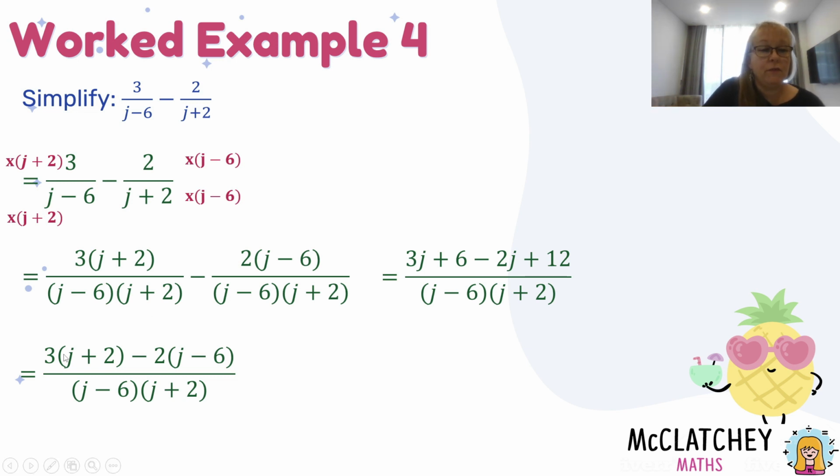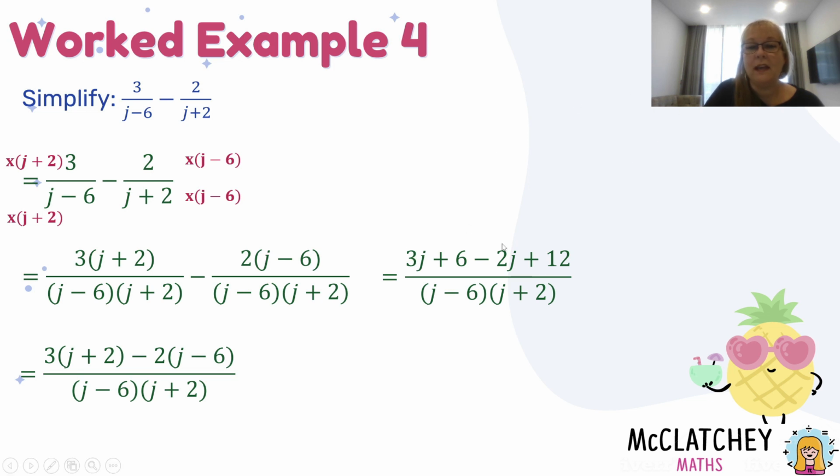So now I've got 3 times j makes 3j. 3 times 2 makes 6. Negative 2 times j makes minus 2j. Now be really careful with the next one. Negative 2 times negative 6 makes positive 12. And that's probably where a lot of students will make their first big mistake with this one, is expanding those brackets.